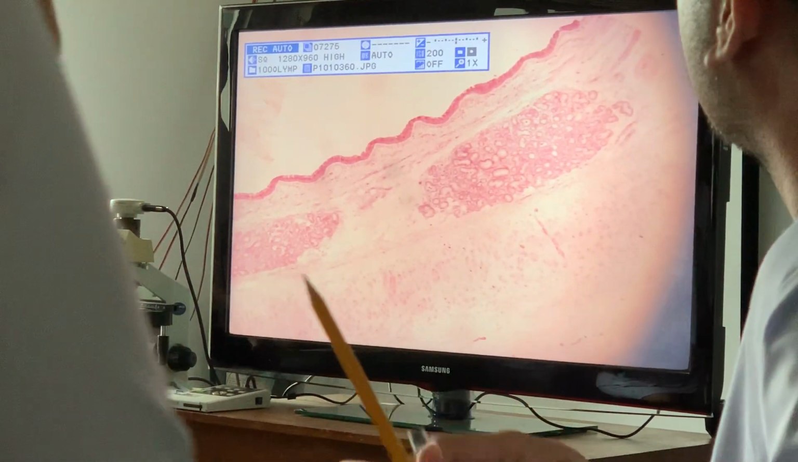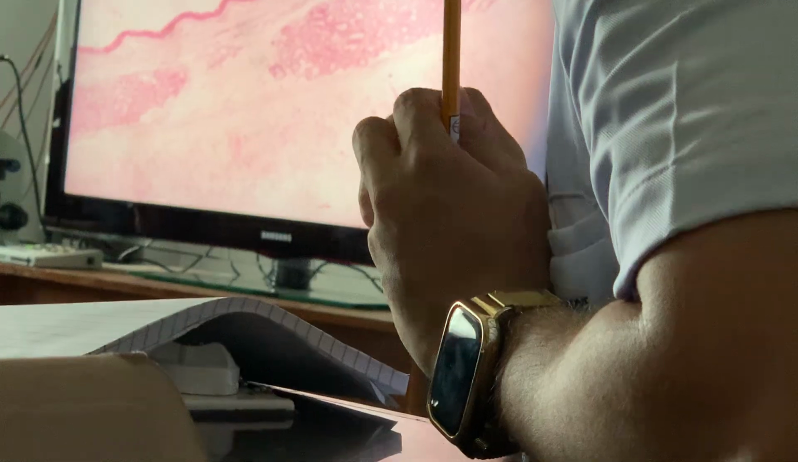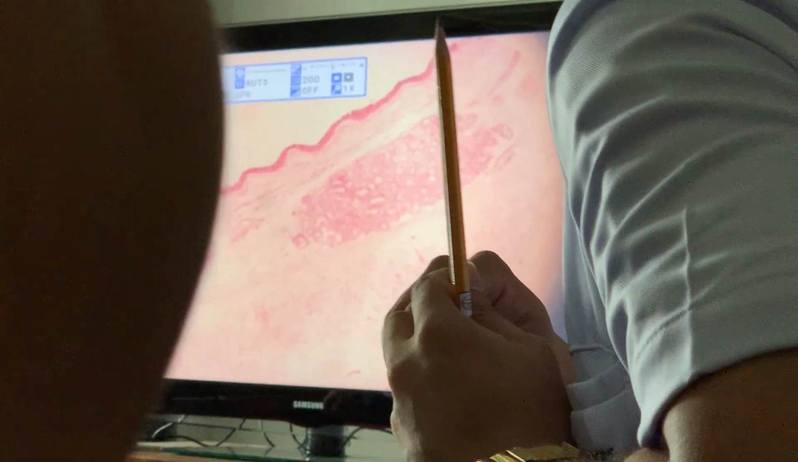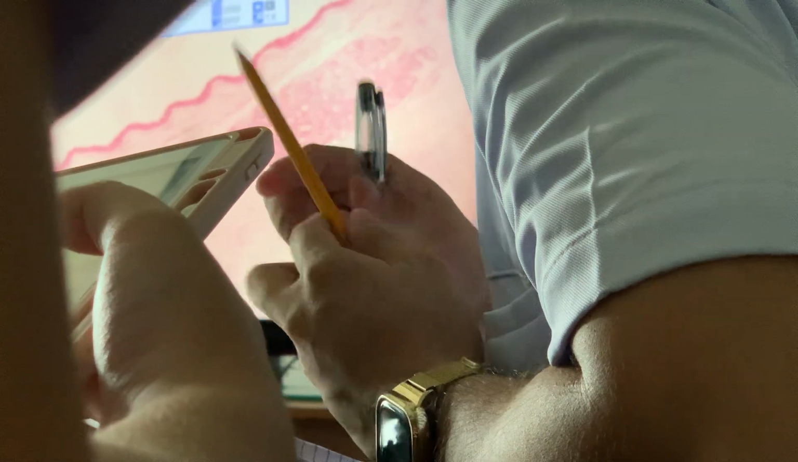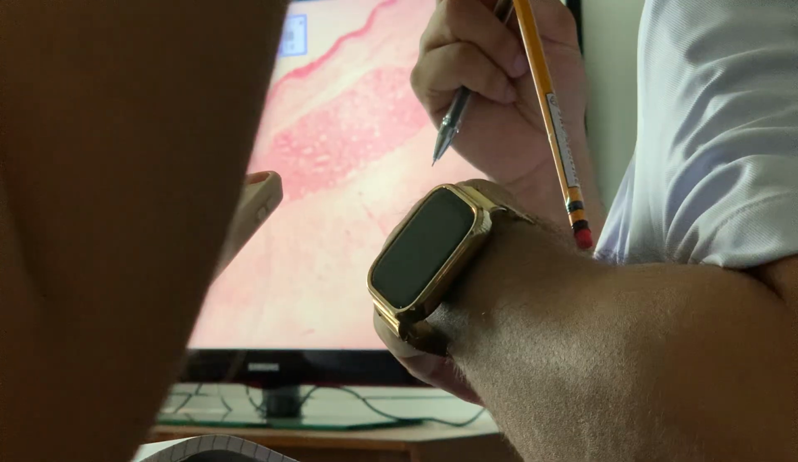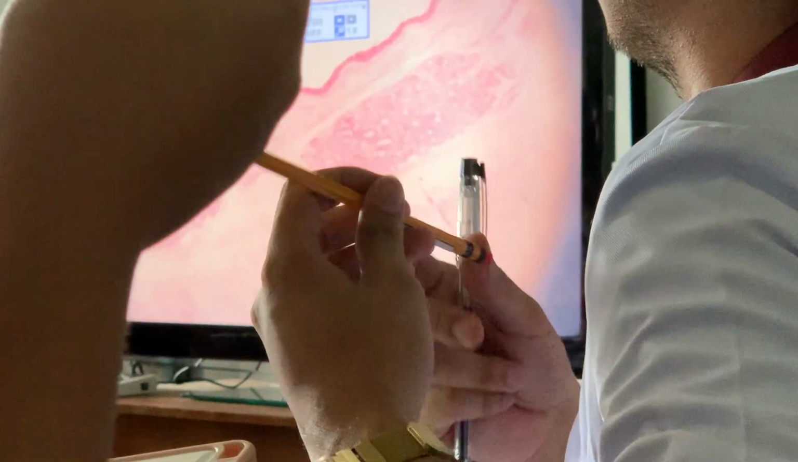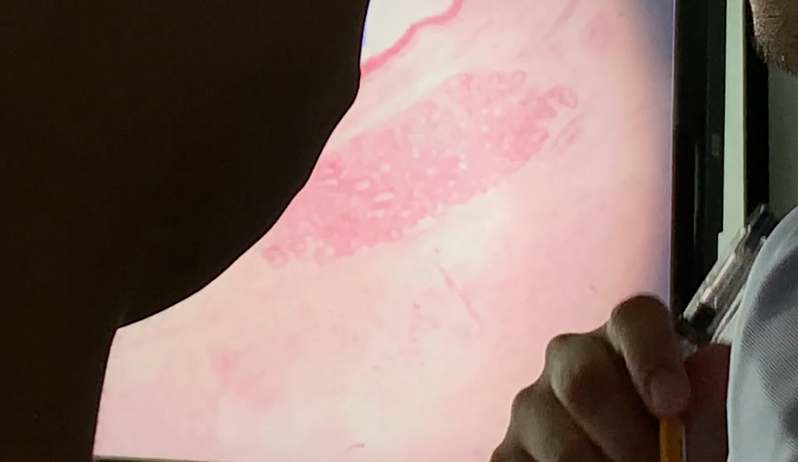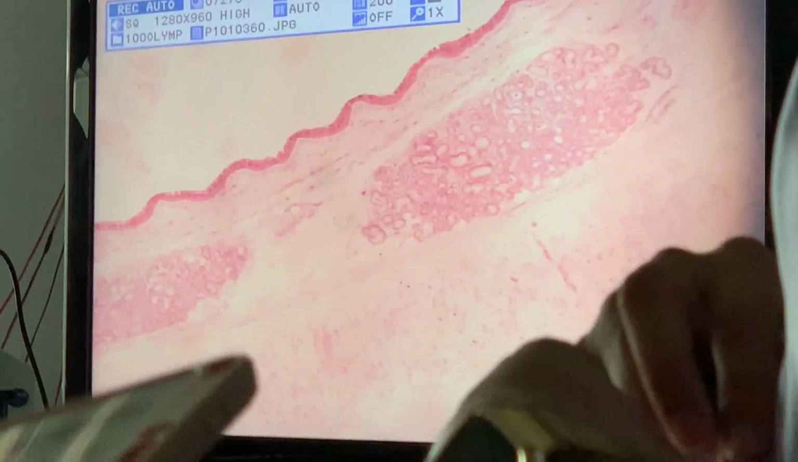So, with your physiology, what is the direction of the cilia? The movement of cilia? Based on your physiology, how does it work? Cilia is what? Microfilament? Microtubule? Microtubules. Okay, what's the correlation?